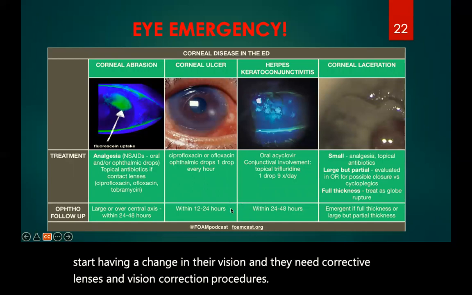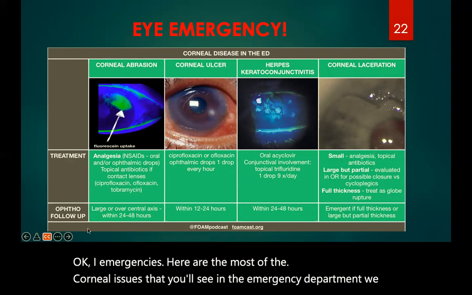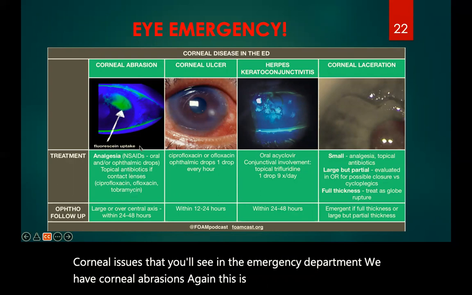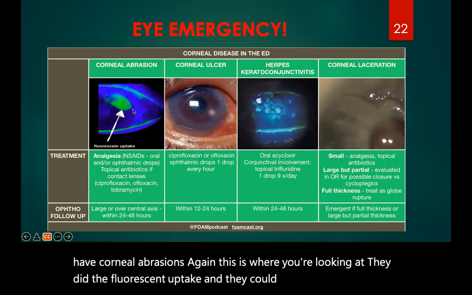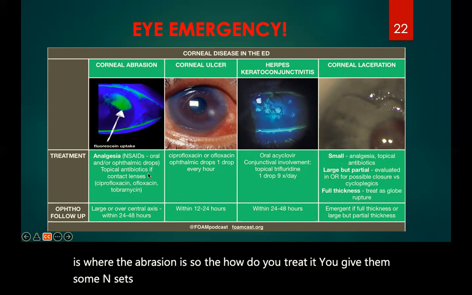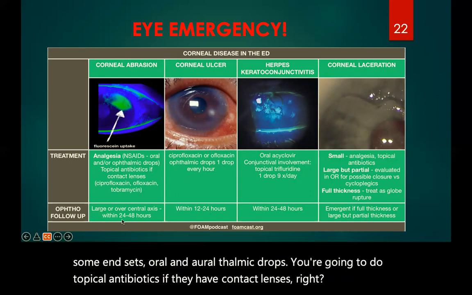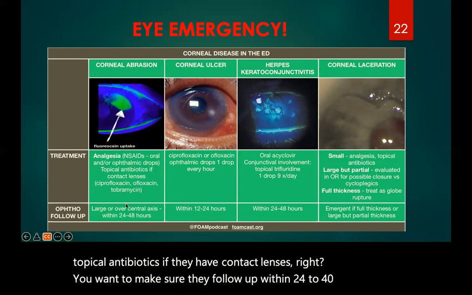Okay, eye emergencies. Here are most of the corneal issues that you'll see in the emergency department. We have corneal abrasions. Again, they did the fluorescein uptake and they could see it with the dye. This is where the abrasion is. So how do you treat it? You give them some NSAIDs, oral and or ophthalmic drops. You're going to do topical antibiotics if they have contact lenses, right? You want to make sure they follow up within 24 to 48 hours with the ophthalmologist.